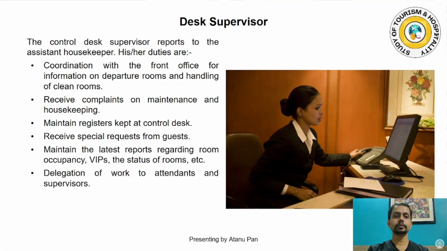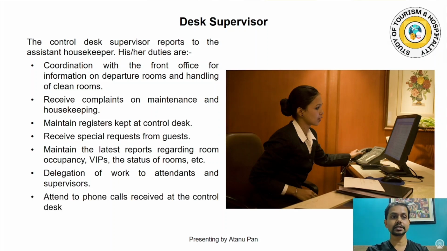Delegation of work to attendants and supervisors. So the distribution of the work to the supervisors, floor supervisors, and the room attendants is actually done by the desk control supervisor. Like maybe there are 10 room attendants. Okay, which staff will go to which floor? Okay, which supervisor will go to which floor? This decision is taken by the desk control supervisor.